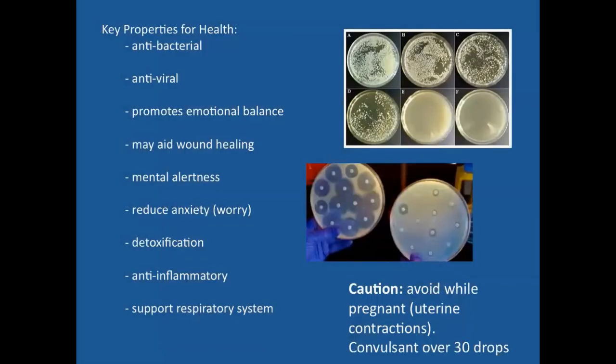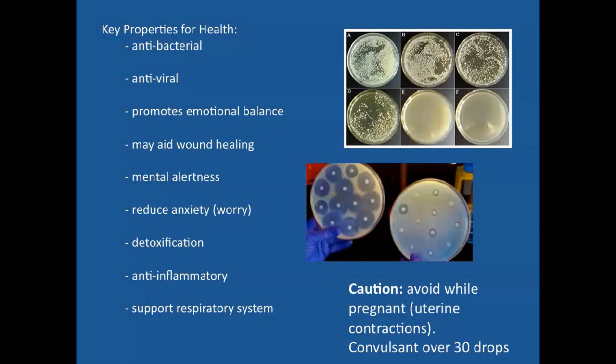So some key properties for healing. Hyssop is antibacterial, antifungal, promotes emotional balance, it may aid in wound healing, mental alertness, help to reduce anxiety and worry, and is important in helping to detoxify, has anti-inflammatory roles, and also supports the respiratory system. So we saw that as a bronchodilator. We also noted in the previous slide that it was an antifungal.